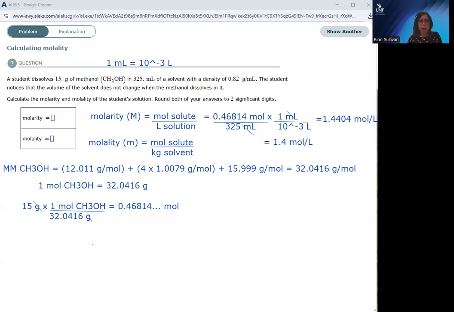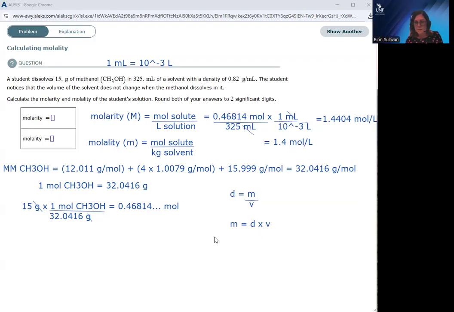Okay, so what about the molality? I need my kilograms of solvent. So again, I can use the density to work that out. Density is mass over volume. Therefore, if I want to get my mass from my density and my volume, I just need to rearrange and solve for my mass, which is going to be my density times my volume, and check that the units cancel out appropriately. We should check that.